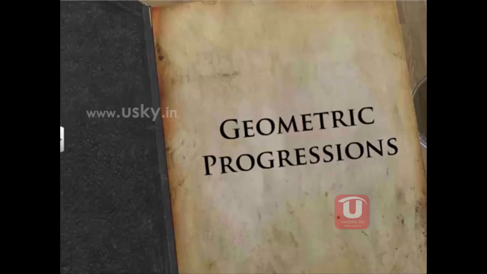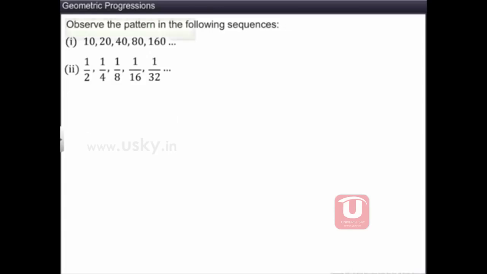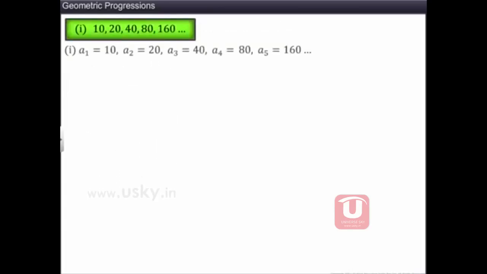In this module, you will learn about geometric progressions. Observe the pattern in the sequences shown. Following the same pattern, let's try to write the subsequent terms in each case. Beginning with the first sequence. The first term of this sequence is 10. The second term is 20. The third is 40. The fourth, 80. The fifth, 160, and so on.